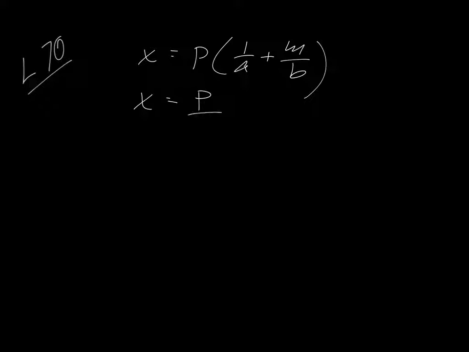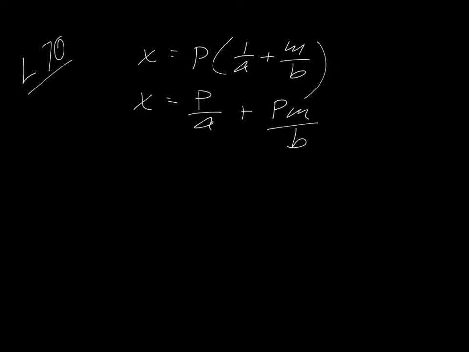P times 1 over A is P over A, and PM over B. Alright, now this is where there's a little bit of a difference in what we did before. Remember before when we were trying to combine fractions, we would have a common denominator, and I'd say, okay, what am I missing here that I have here? Well, a B. So I'd put a B here and a B here. And then I'd say, okay, what am I missing here that I have here? An A. So I multiply this and this, and that gave me common denominators, right? Okay. This is a little bit different than that.